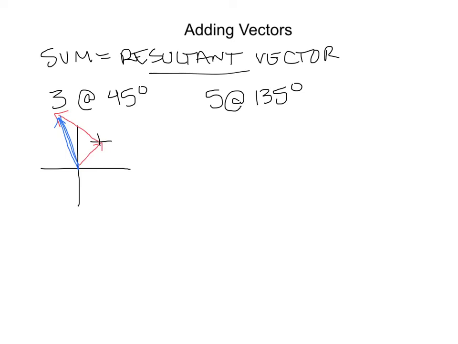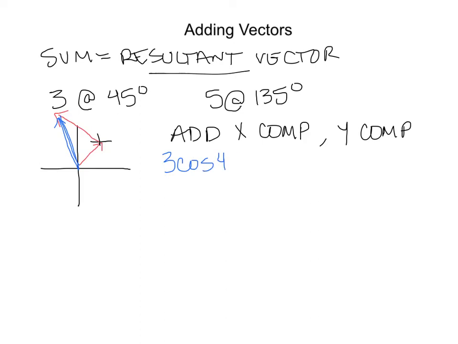To do this using this particular method, what we're going to need to do is add the x components, and then also add the y components. Then we're going to analyze what this sum is, and we're going to use that to find the magnitude and direction of our resultant vector. So let's use what we learned before about finding the x components. The x component of the first vector can be found by doing 3 times the cosine of 45. And the y component of that vector is 3 times the sine of 45. So we can utilize our calculator to help us do that.